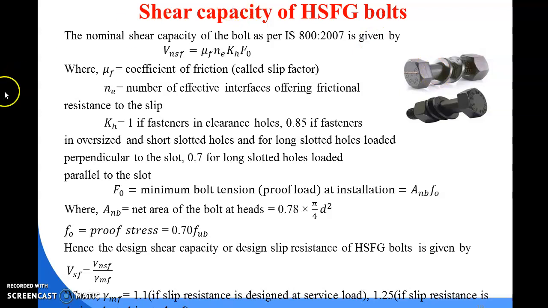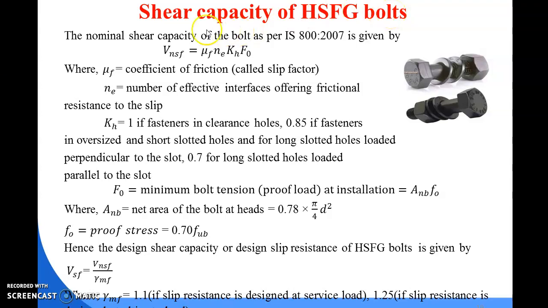So now comes to the design procedure of the HSFG bolt. I told you, in case of bolt section or in case of steel section, you need to calculate the strength capacity or the shear capacity of the bolts. We already know about the strength of the normal bolt condition. Now comes to the shear capacity of the HSFG bolts.